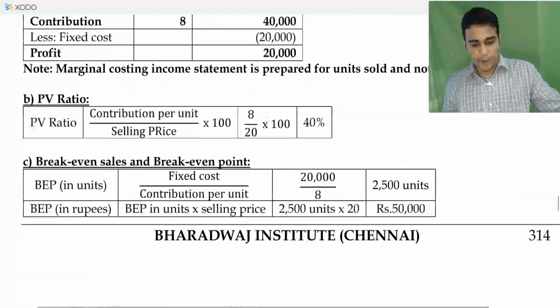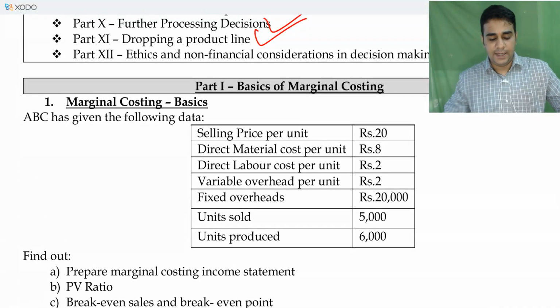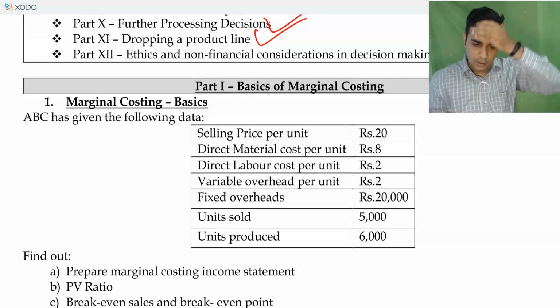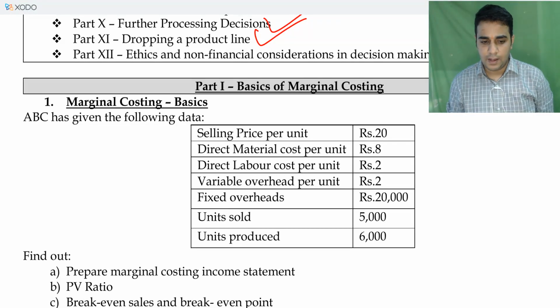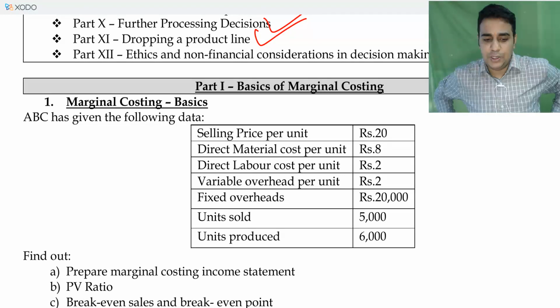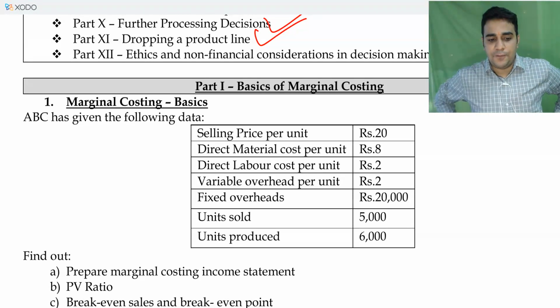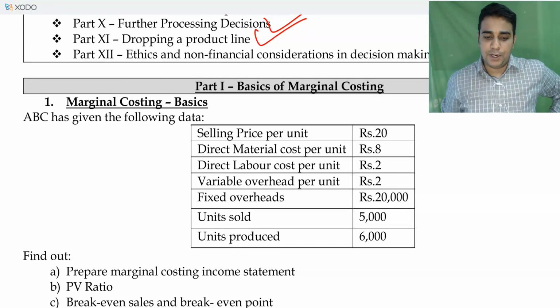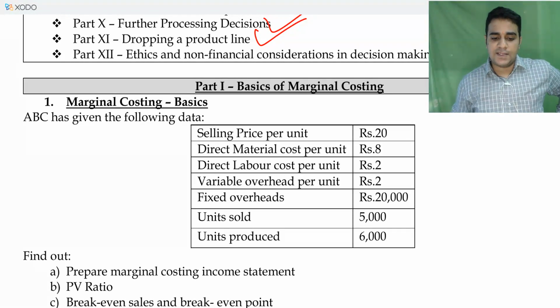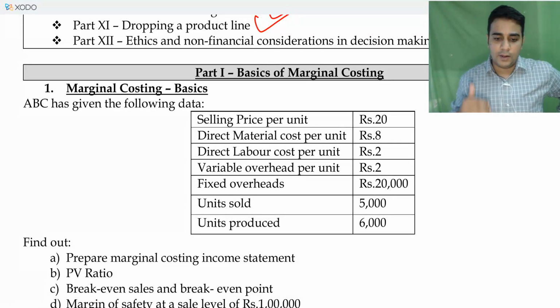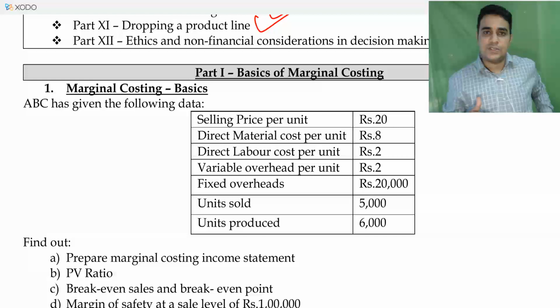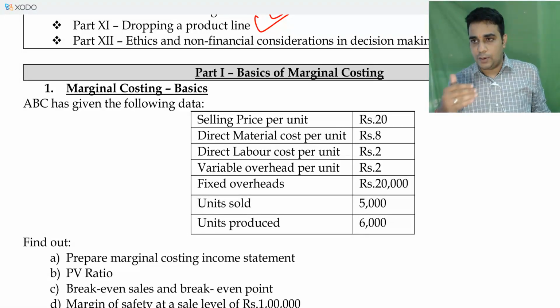Let us come to question 1, page 314. The simple problem just to get used to the basics. ABC has given the following data: selling price per unit, material cost, labor cost, variable overhead, fixed overhead, units sold, units produced. I would have asked multiple things. We'll just go one by one. First is a marginal costing income statement. So, let's prepare that, and then we'll see whatever is the requirement.